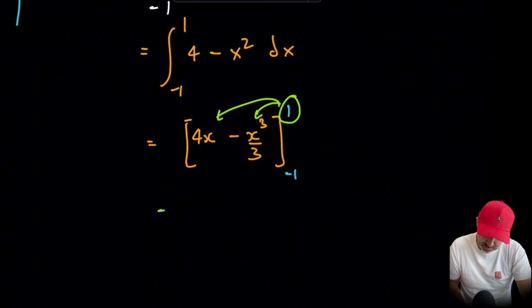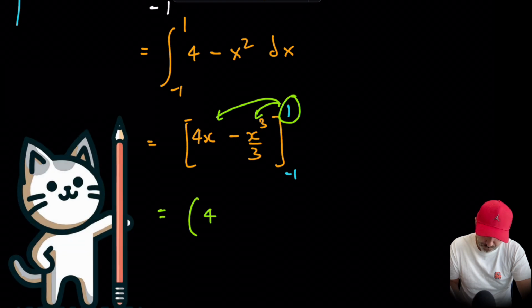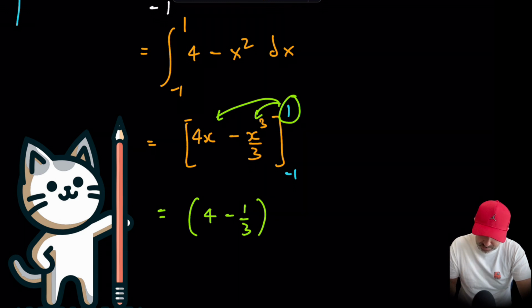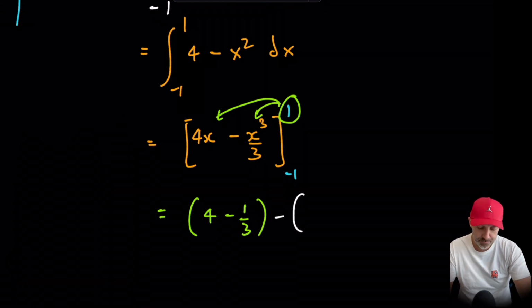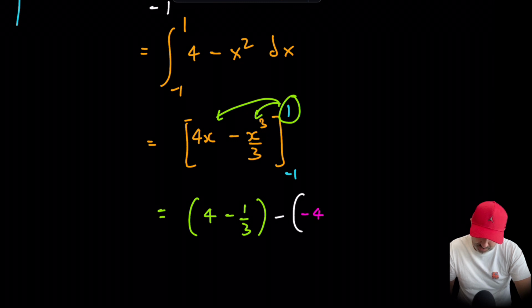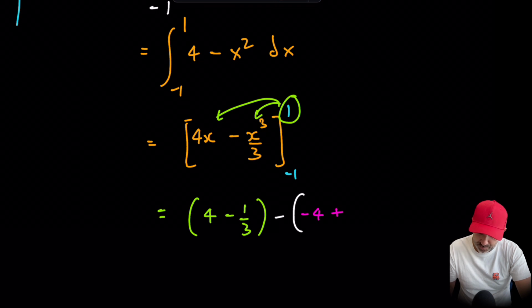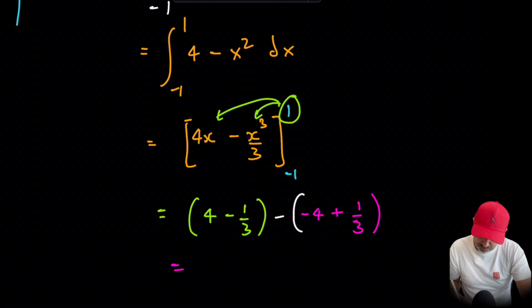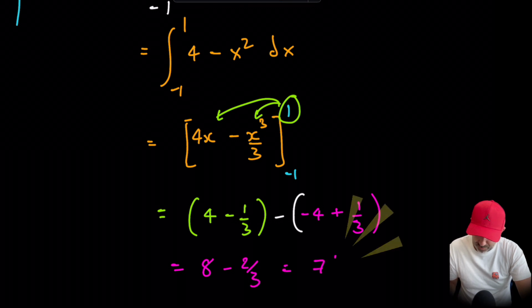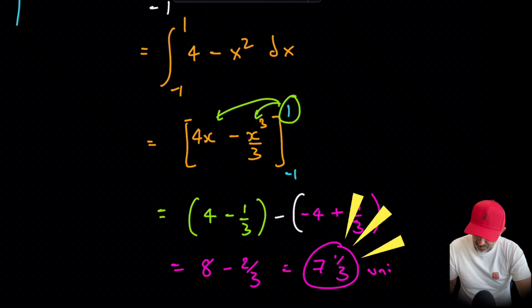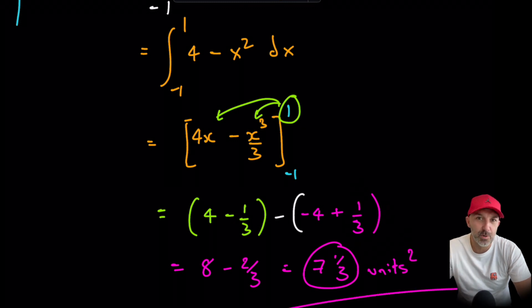So that would be equal to 4 subtract 1 over 3, close brackets, minus, now we're going to plug the negative 1 in, so that would be minus 4, and this will be minus times a minus times a minus, then also times a minus, that's actually going to be a plus 1 over 3. So tidying that up, 4 and 4 is 8, and we've got minus 1/3 minus 1/3, so minus 2/3, leaving us with 7 1/3 units squared. And that's the end of the first question.